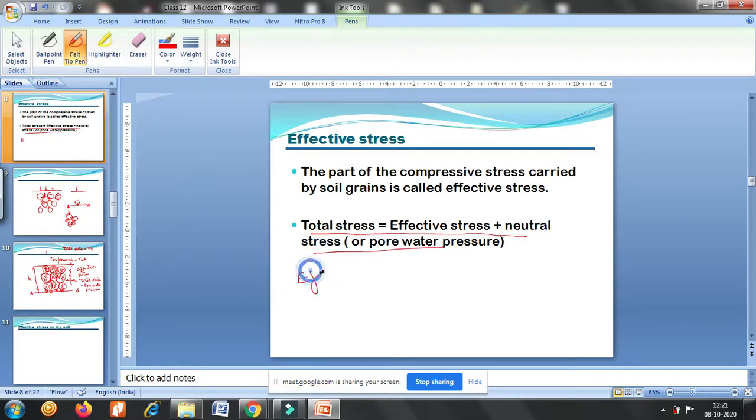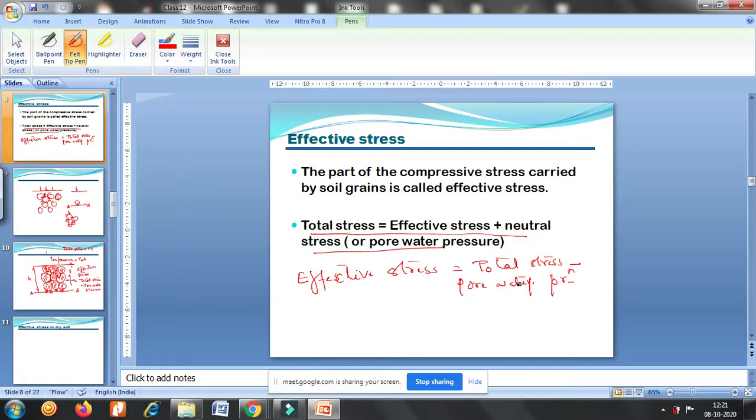So the effective stress is equal to total stress minus the pore water pressure, and that is called the effective stress.